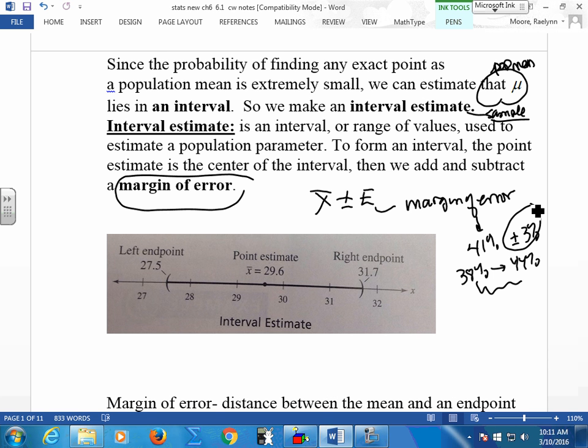So to do this, we like to look at the graph. We're going to put these on a number line when we start. Now I want you to notice this. This is your point estimate.